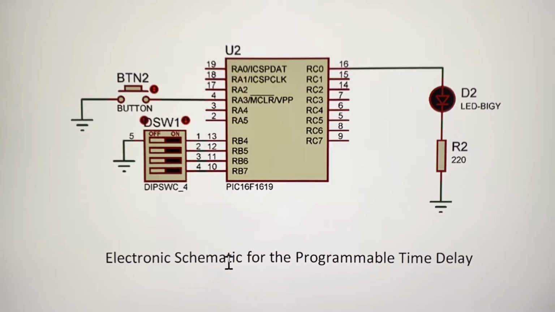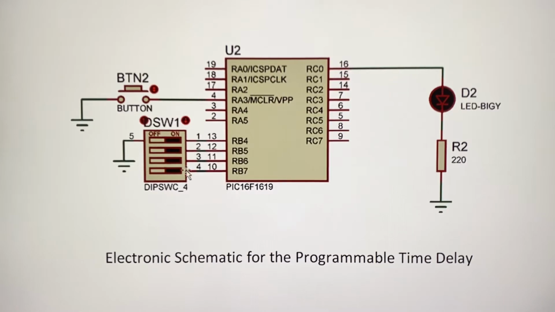This is Professor Jimenez, and we're going to start today with the programmable timer or programmable time delay. Using the PIC 16F19, we will apply a code on port B, where we have the inputs RB4, RB5, RB6, and RB7, where RB4 will be the least significant bit and RB7 the most significant bit.